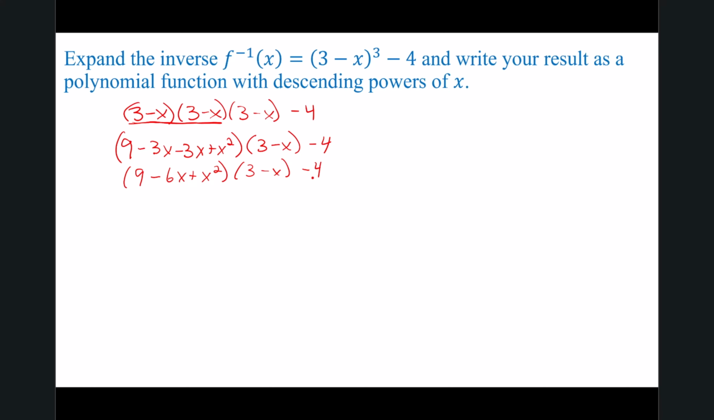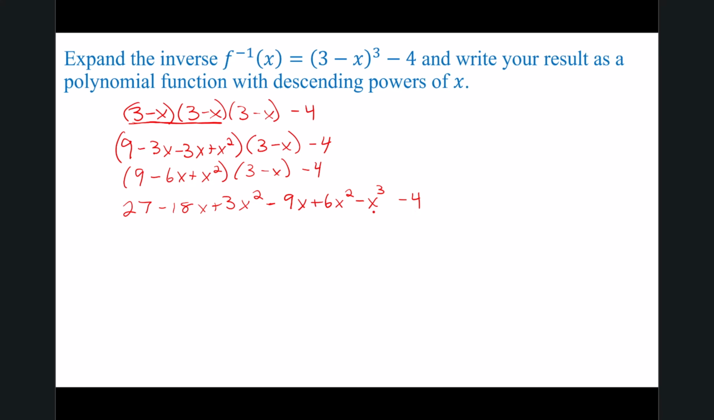Now I'm going to distribute the 3 from the second parentheses through the first parentheses, and I get 27 minus 18x plus 3x squared. And then I'll distribute the negative x through the first parentheses, and I get negative 9x plus 6x squared minus x cubed. And now I still have that negative 4 at the end.